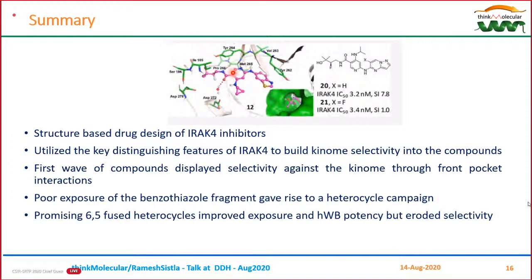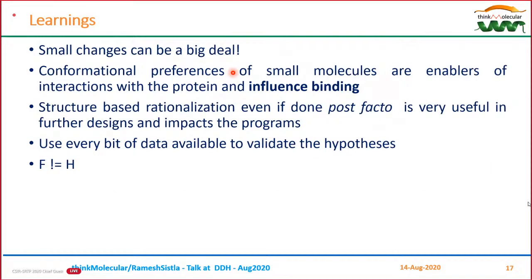That's where we came up with a number of promising 6,5 fused heterocycles, which improved exposures and whole blood potency, but eroded selectivity. And then a single fluorine addressed this whole thing. So what were our learnings from this? Small changes can be a big deal.